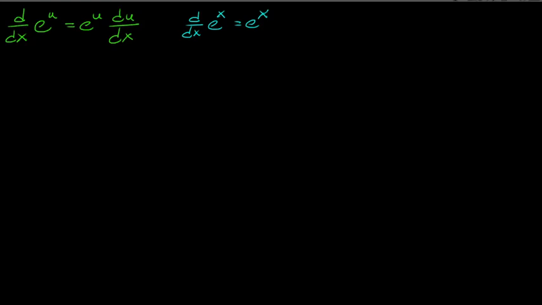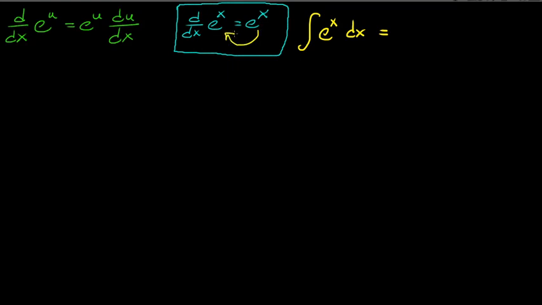Okay, so we know that the derivative of e to the x is just e to the x. So now we want to talk about finding the integral of e to the x dx. You shouldn't have to think too hard about it. After all, if the derivative of e to the x is e to the x, when you go backwards, the integral of e to the x is the same thing, e to the x. But this is an indefinite integral, so don't forget your plus c here. That's important.